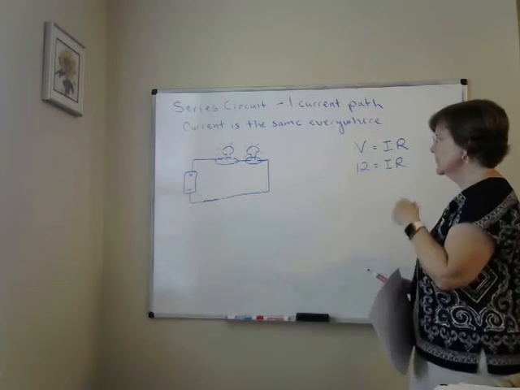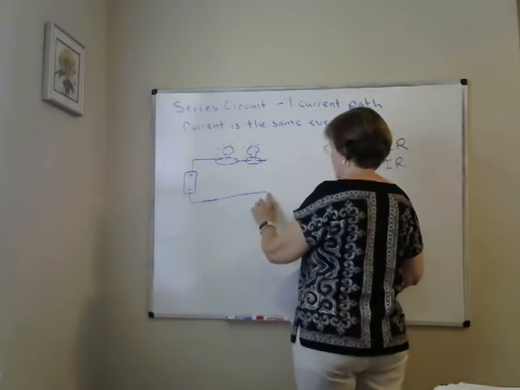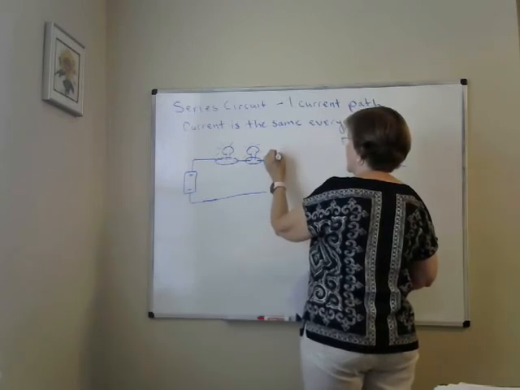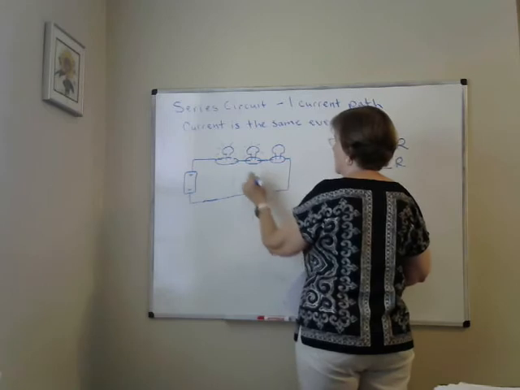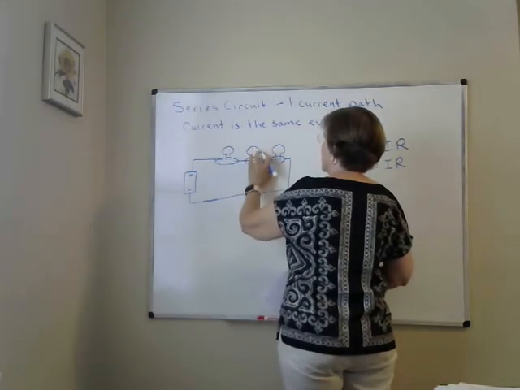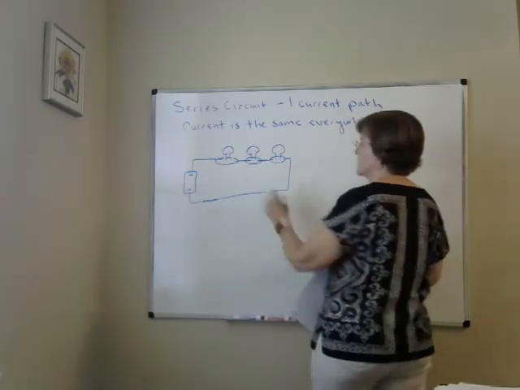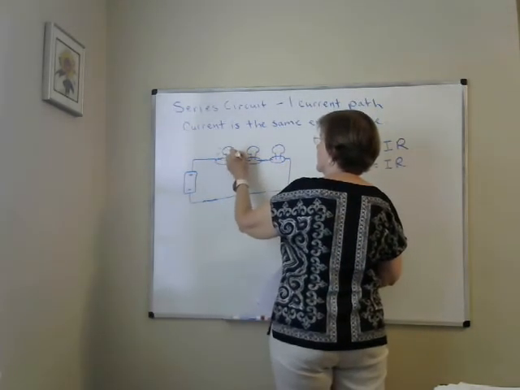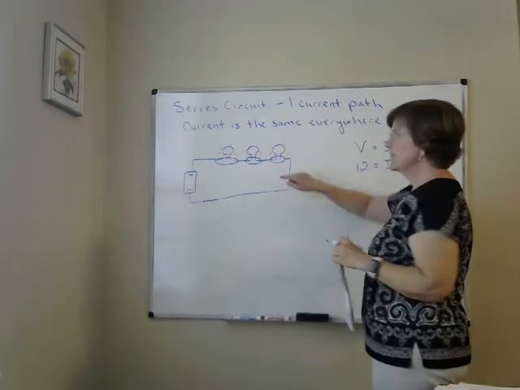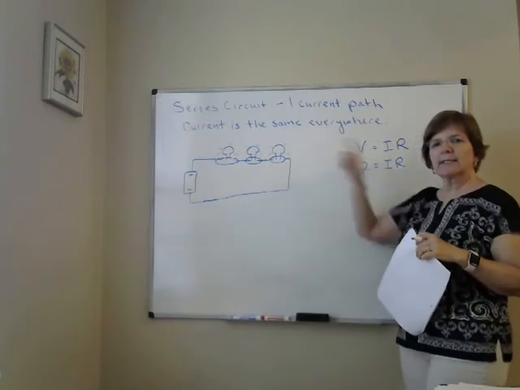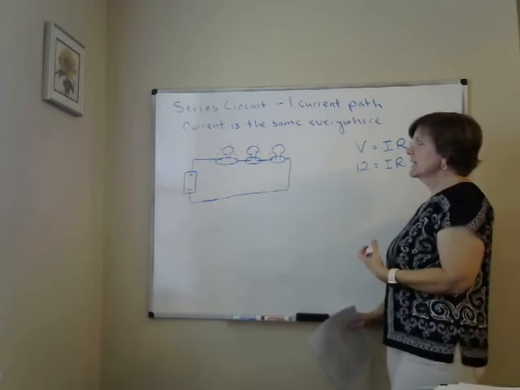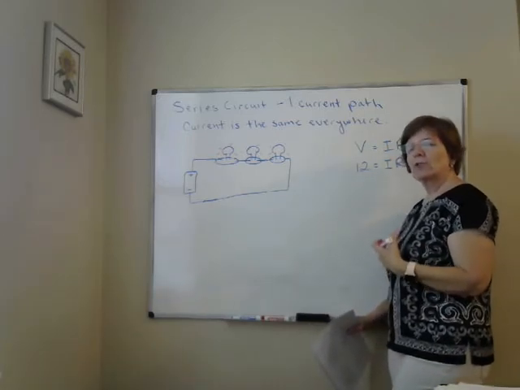If I were to put in a third bulb, I've increased this resistance even more. So now that original 12 bright spots is down to 4. So these bulbs are going to be very, very dim compared to the single bulb. Okay? The reason they're going to be very, very dim is because there's going to be much less current flowing.